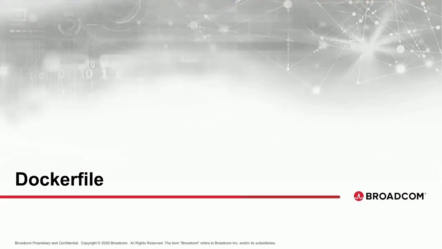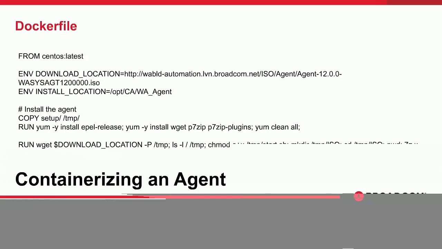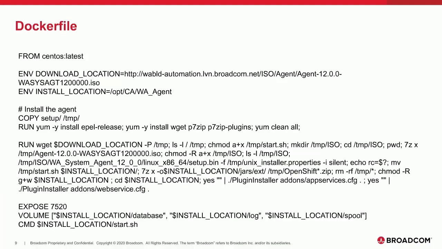So to start it off, the first thing is the Docker file. Here is an example of a Docker file that I used to deploy the agent. There are some tricks I did in here where I used the agent ISO image, so you'll see that download location, which is pointing to an HTTP location, because I'm going to do a wget and transfer the image during the Docker build stage and run a silent install of the agent, system agent, inside of the Docker build stage.